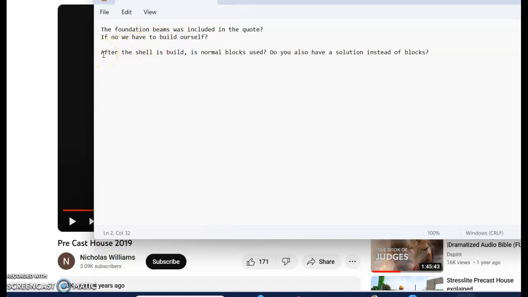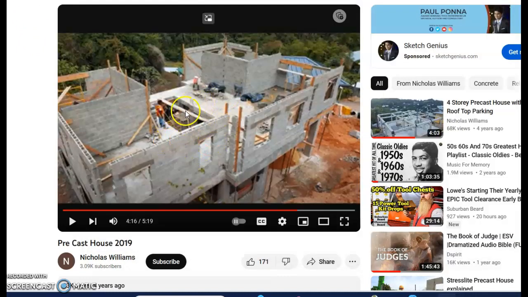Then the next question is in terms of the shell. So this here, let me show you the picture. These blocks I'm referring to, are they a part of your solutions? And if normal blocks can be used, then the next question is, do you guys have a solution where this whole thing is a span click that could be installed? So that was the next question.